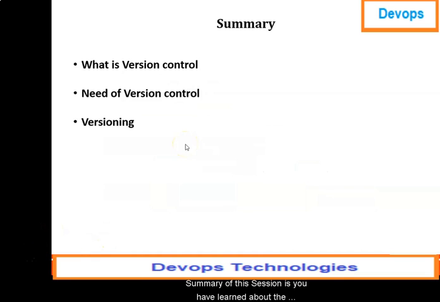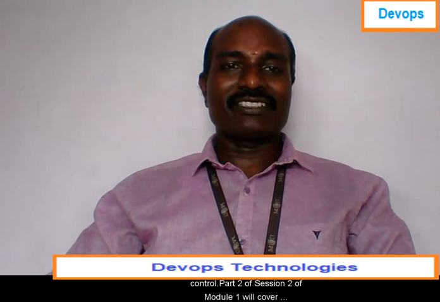The summary of this session is that you have learned about what is version control, why we need version control, and how versioning is done. I hope that you are clear with the basics of version control.